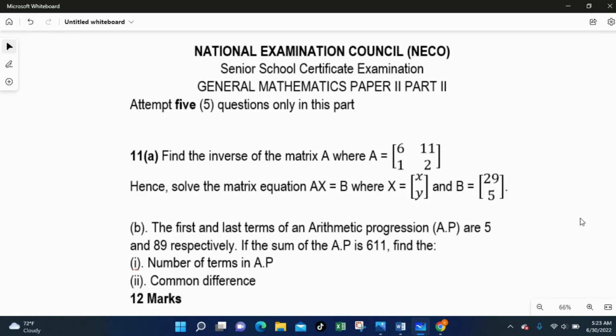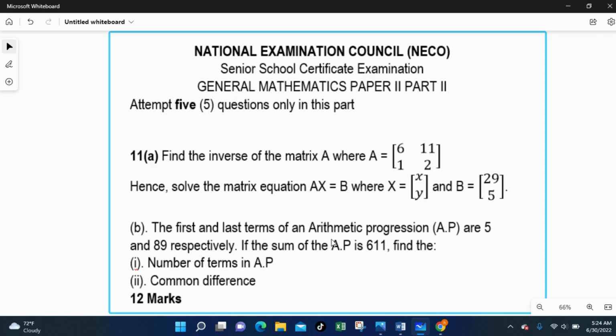Hello viewers, in this video tutorial we're going to take the second part of this question number 11, question 11b. Remember in our previous lesson we did the one related to the inverse of a matrix. So if you are sitting for WAEC, NECO, GCE, this is a question that is peculiar to what you're going to see. Now, without wasting time, let's go straight to solving the B part of this question.